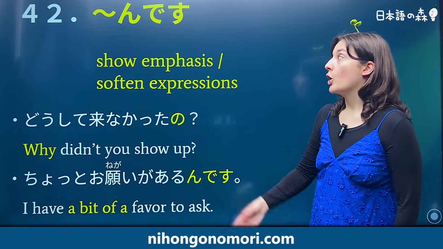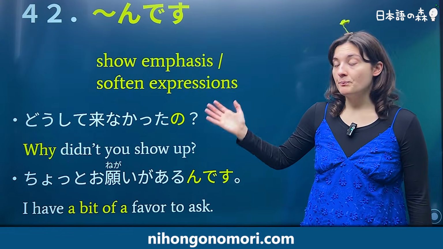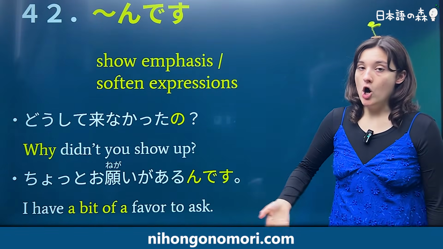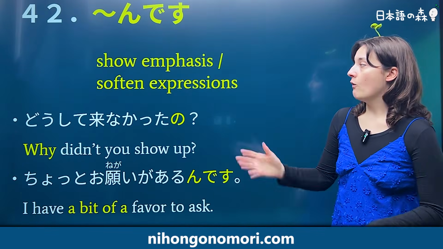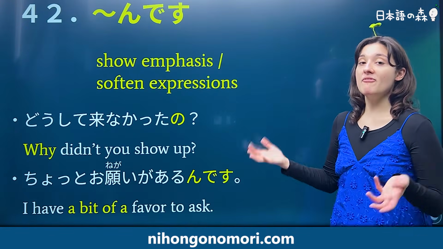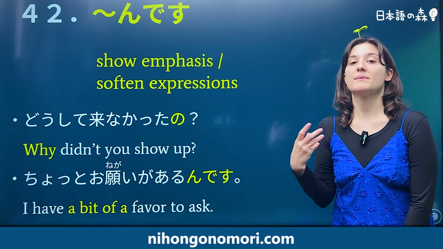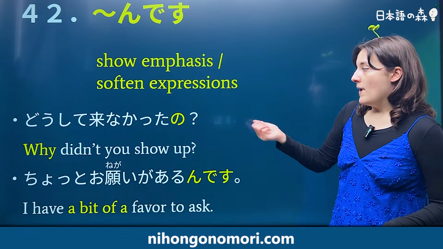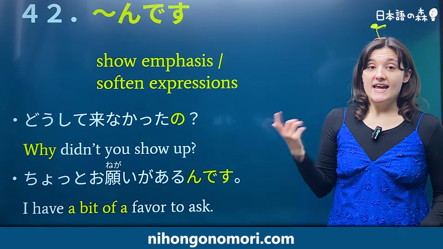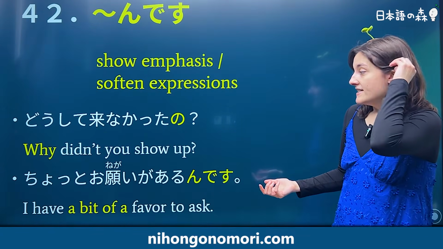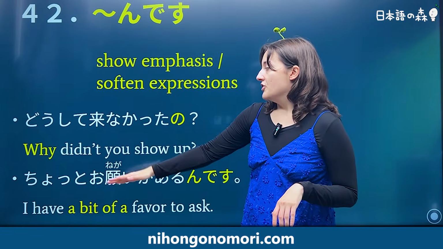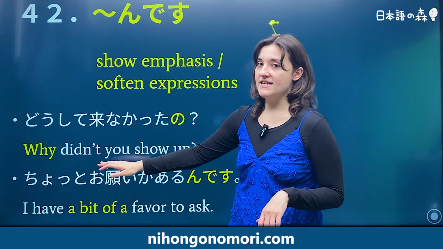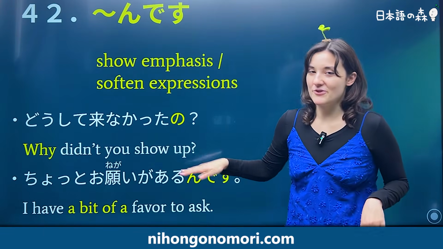んです or no です. This expression is used to show emphasis on what you're saying or what you're asking, and it can also be used to soften an expression, to say something more politely, usually when you're making requests. Now, the way that it works with asking and answering questions is that it has the implication of, I want the answer to this question. And then when you give the answer, you're saying, this is the answer to the question.